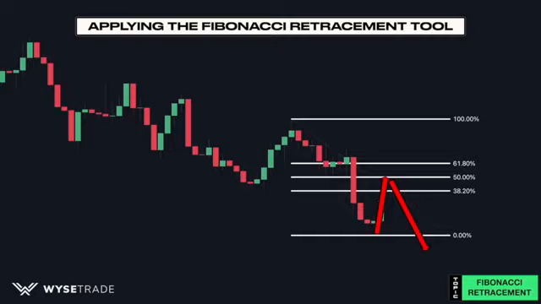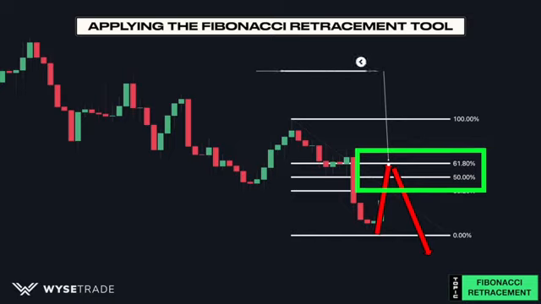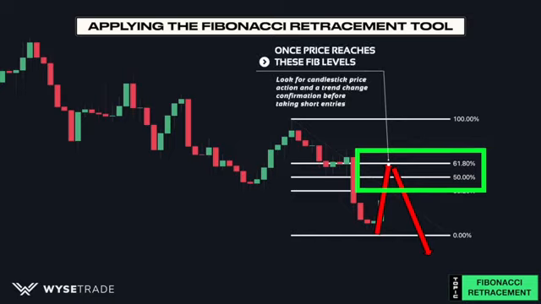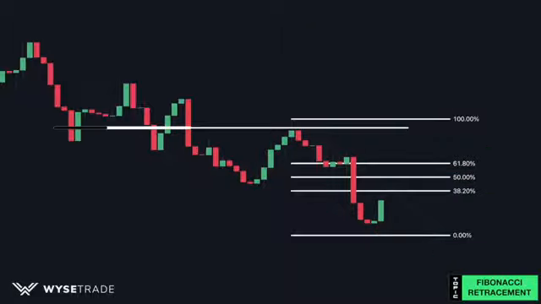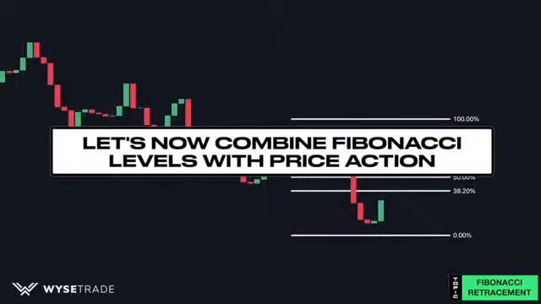So once price reaches any of these Fibonacci levels, you would look for candlestick price action followed by a trend change confirmation before taking a short entry. Let's now show this combined with price action.